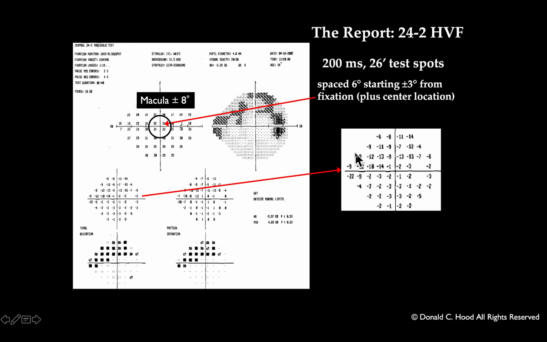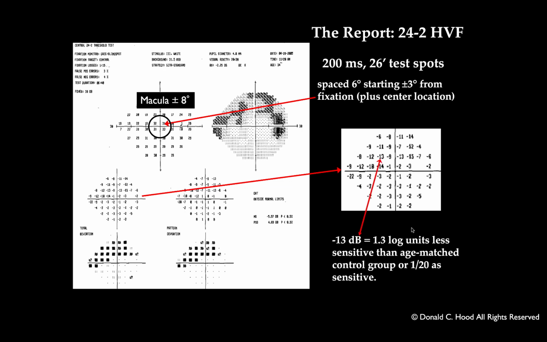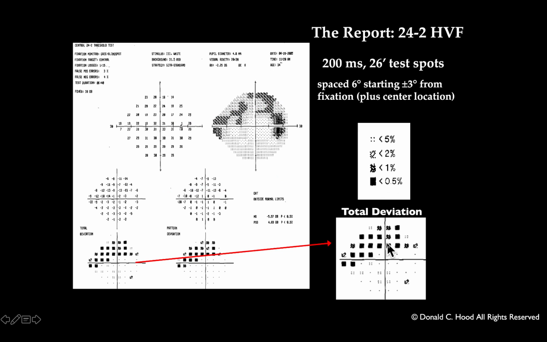These numbers, again, I want to remind you, the way you read this is a -13 here, for example, means this person at this spot is 1.3 log units less sensitive than normal. Or if you take the anti-log, it means they're 1/20th as sensitive as normal, or if you think of it the other way around, they need 20 times more light than you do. If this was a -3, it would be 0.3 log units, and yet they would need twice as much light. And then, of course, these symbols here signify the significance level.